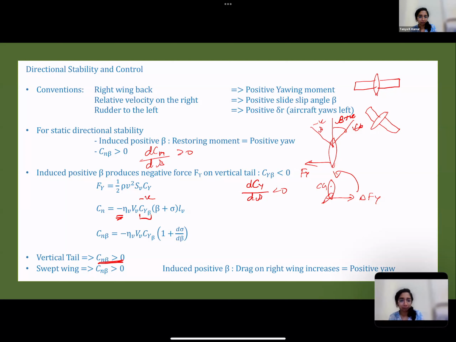Vertical tail, I think, is pretty obvious, because just now we saw that it gives a restoring moment. So it produces a beta. So this positive beta produces a negative Fy, which gives you a restoring moment. It negates the effect of beta. It gives you a restoring moment. Okay, this is positive n. Moment in this direction is n.